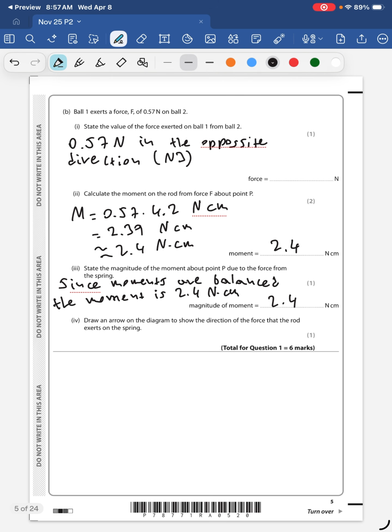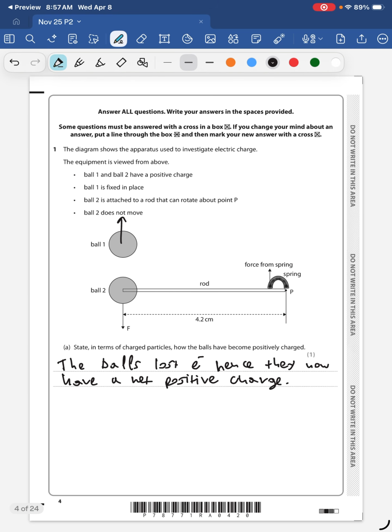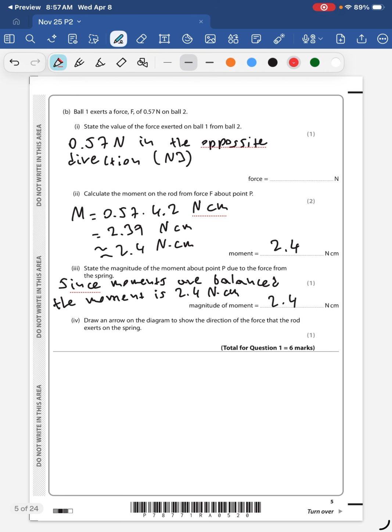So let's move on. Draw an arrow on the diagram to show the direction of the force that the rod exerts on the spring. It's the same idea as with Newton's third law. The spring exerts this force upwards on the rod. Therefore, the rod exerts this downwards force, which is equal and opposite, on the spring, which is what they are asking. And this was question 1.